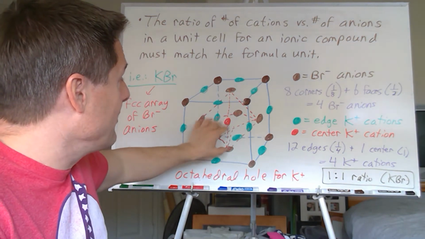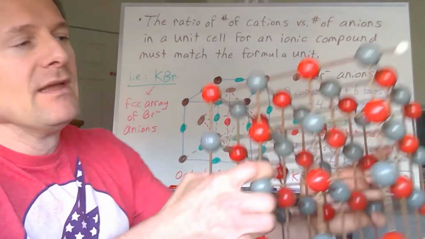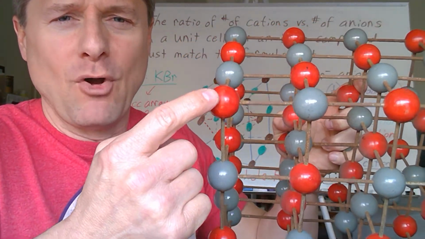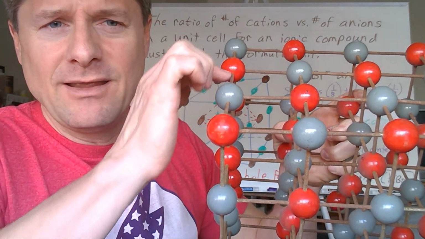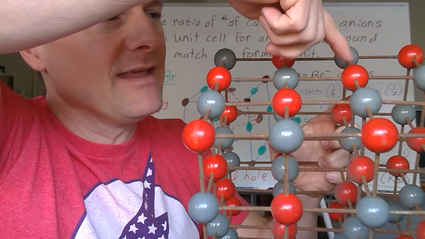But then we've got the cations in the octahedral holes, right? A little harder to see. So let's take a look at this. I don't know if you can see this. Imagine the red ones as the bromide. So you see the corners here, right? So you got the corners. Ooh, that's tough to see. I got too many here.